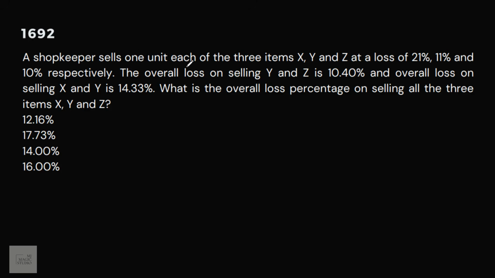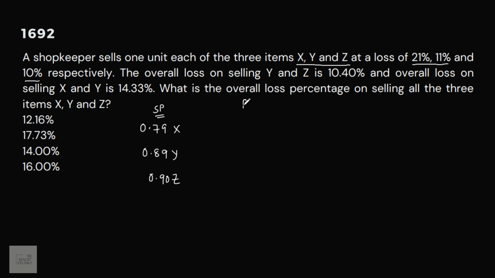A shopkeeper sells one unit each of three items X, Y, Z at a loss of 21%, 11%, and 10%. That means 79% recovery in X, 89% recovery in Y, and 90% recovery in Z. That is the selling price. The overall loss on selling Y and Z is 10.40, and overall loss on selling X and Y is 14.33. Then what is the overall loss percentage on selling all three items?